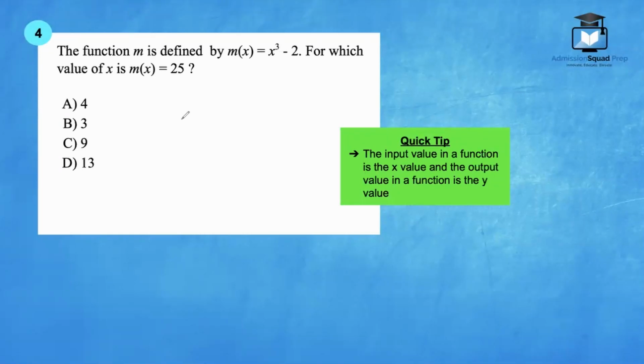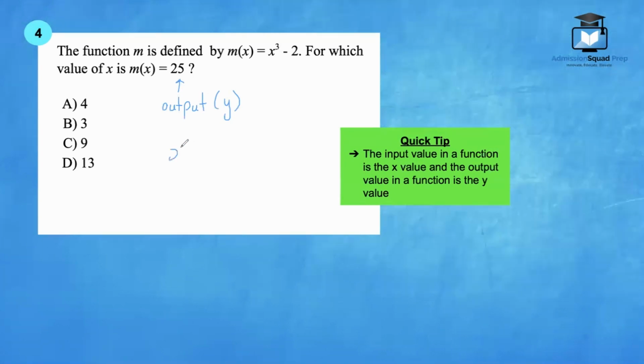The function m is defined by m of x equals x cubed minus 2. For which value of x is m of x equal to 25? Remember, when evaluating a function, the x value is always the input value and the y value is your output value. So notice if m of x equals 25, we know that 25 is going to be the output value, or in other words, like the y value, right? The thing that comes out of the function machine. We don't know the x value, right? So we don't know our input.